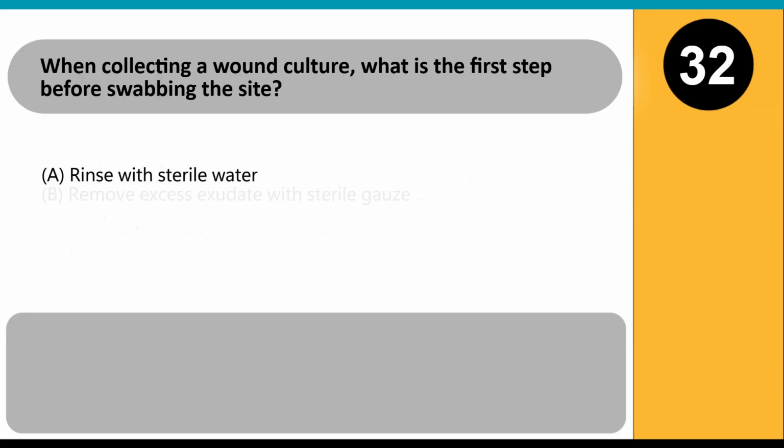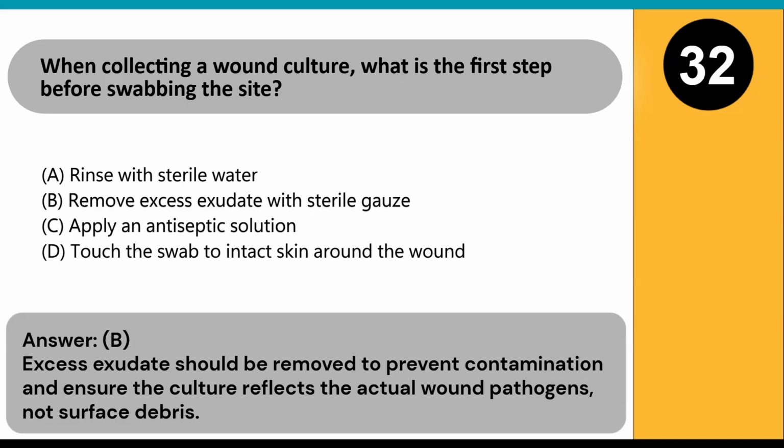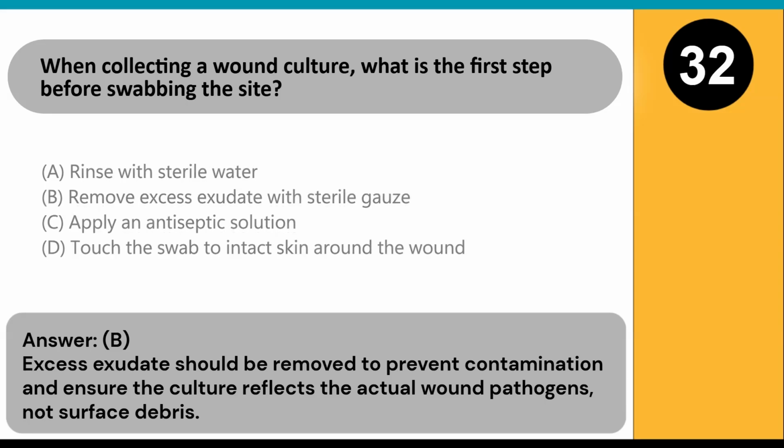When collecting a wound culture, what is the first step before swabbing the site? A. Rinse with sterile water. B. Remove excess exudate with sterile gauze. C. Apply an antiseptic solution. D. Touch the swab to intact skin around the wound. Answer: B. Excess exudate should be removed to prevent contamination and ensure the culture reflects the actual wound pathogens, not surface debris.